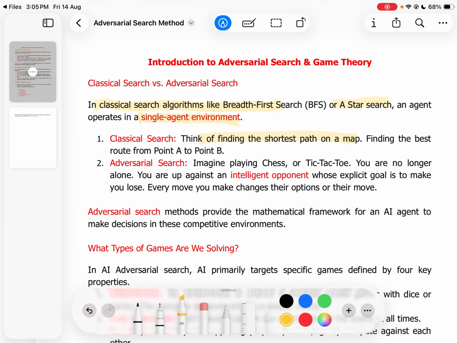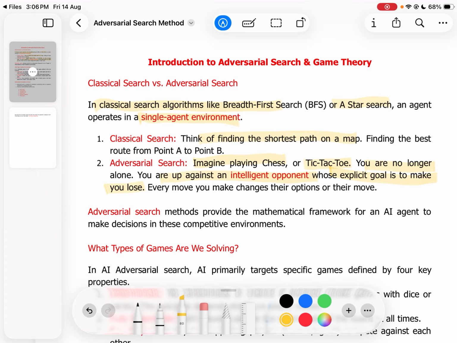In adversarial search, it is used for a different purpose. There are two players involved. One will be an agent, another will be a human or another agent. Okay, like playing chess, tic-tac-toe, where it's not a single agent. You are up against an intelligent person, a human. It could be a human against an AI agent, where the explicit goal is to make you lose.